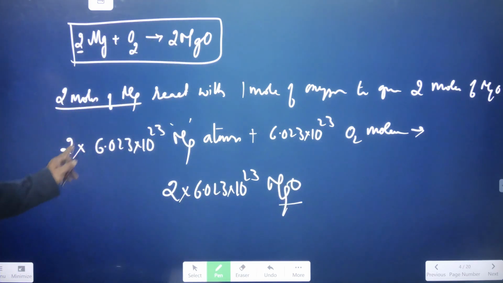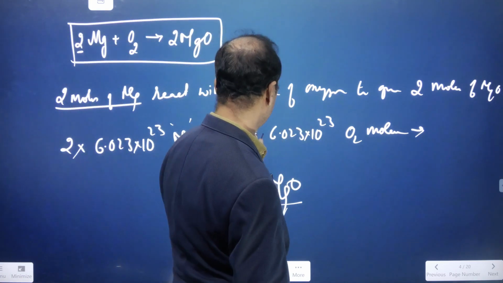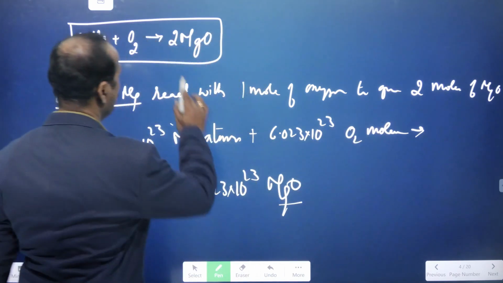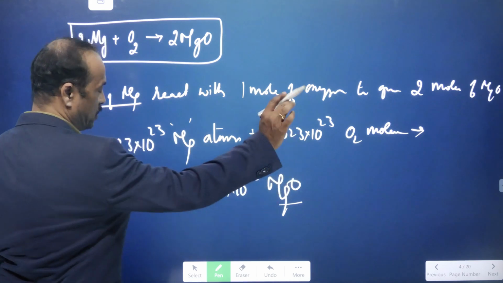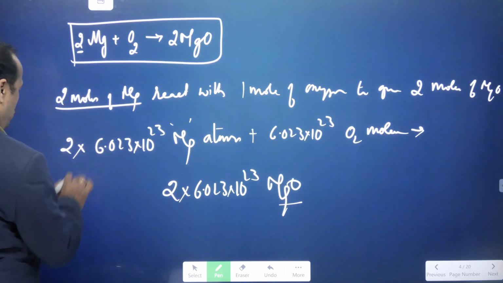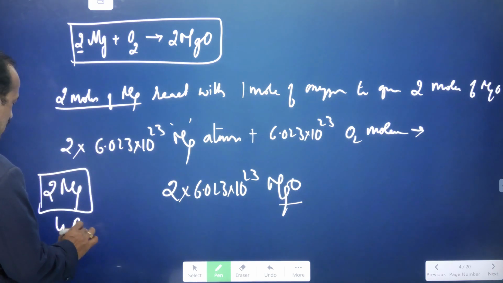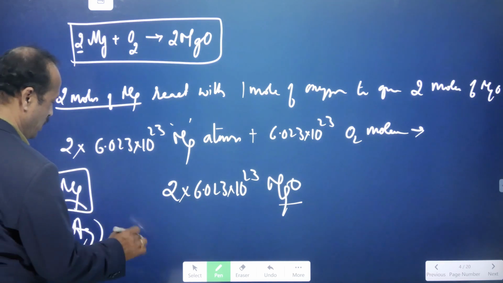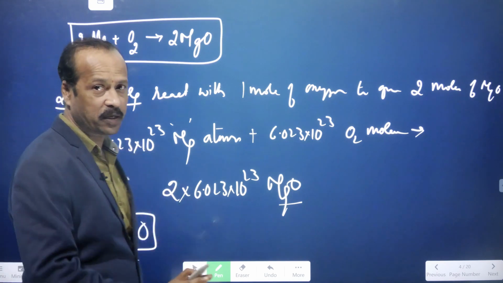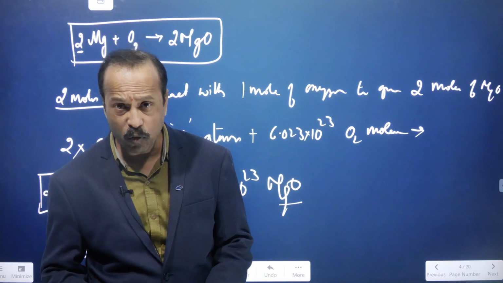2 moles of magnesium react with 1 mole of oxygen, and give rise to 2 moles of magnesium oxide, 2 into 6.023 into 10 to the power of 23. That's the meaning. So anywhere, if you get 2 Mg, the meaning is 2 moles of magnesium. 4 Ag means 4 moles of silver, and 8 O2 means 8 moles of oxygen. You have to remember it in that way. Clear? So that is about the mole concept.